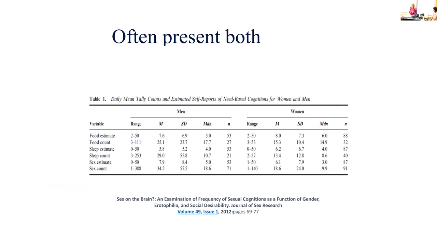This is quite an old paper now, but I love using this one in teaching. It's about an experiment that was done on some psychology students. Of course, that's what they always seem to do experiments on at university. They were looking at the amount of time the students thought about food, sleep, and sex. So how many times they estimated in a day they would think about those things. And then they gave them a clicker and they had to record how many times a day they actually thought about those things.